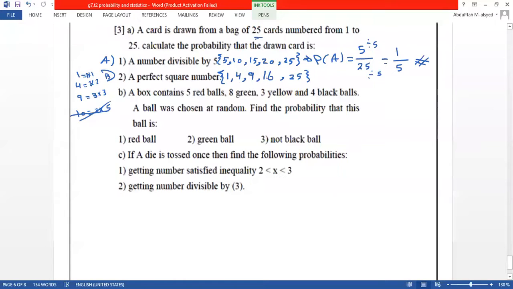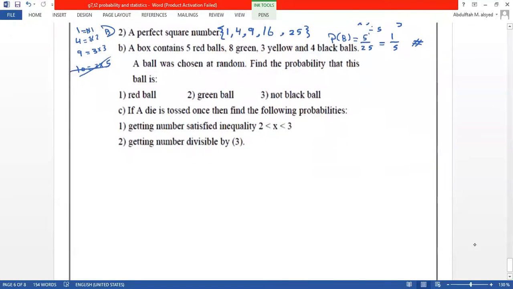1, 2, 3, 4, 5. So the probability of D equals the number of perfect squares over the total number: 5 over 25. By simplifying, dividing by 5, it is 1 over 5. Okay? So this is the second required.